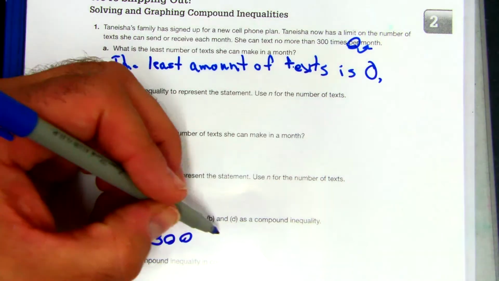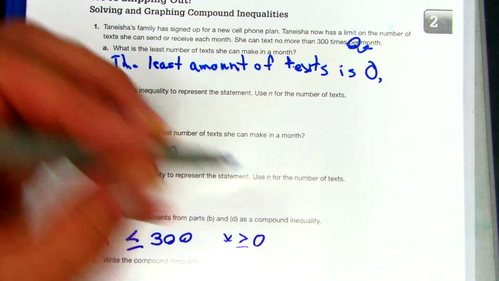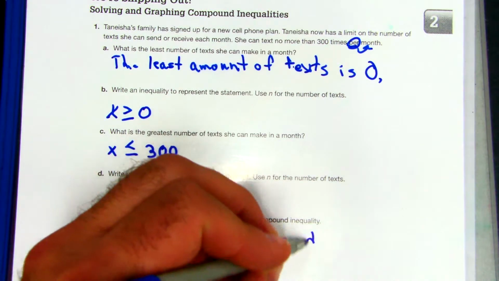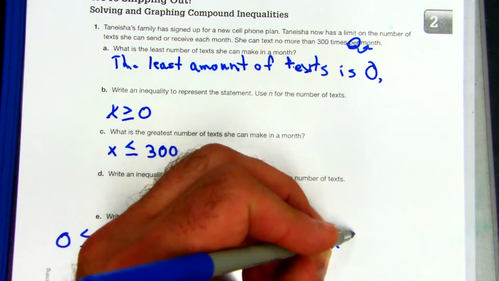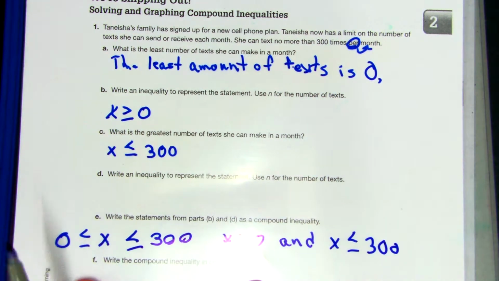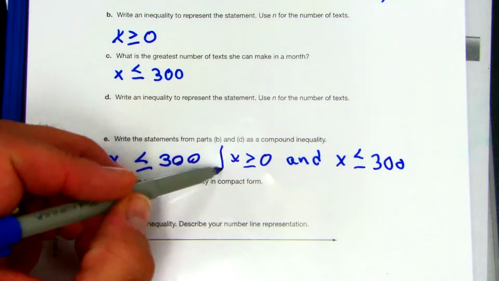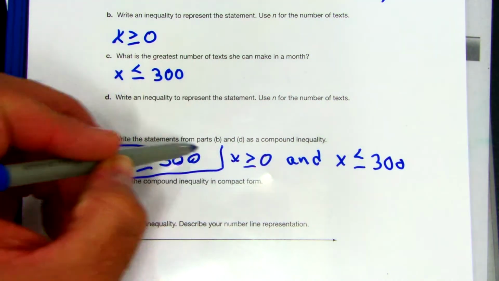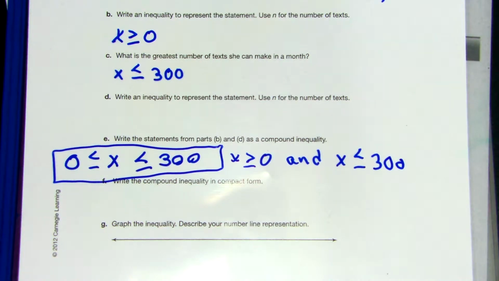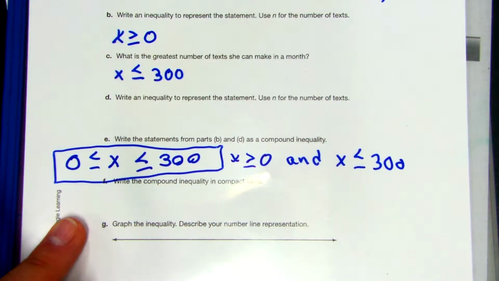Now the other way you could write it is, x has to be greater than or equal to 0, and x has to be less than or equal to 300. Either one of these is correct. Okay, these are the same answer. The difference is this is written in compact form. Okay, it's putting it all into one statement as opposed to breaking it up into an and statement.